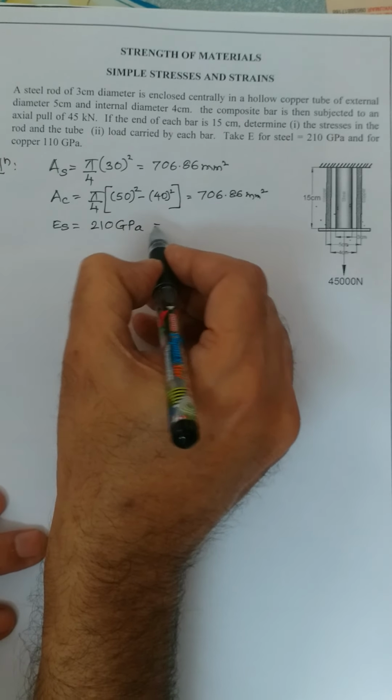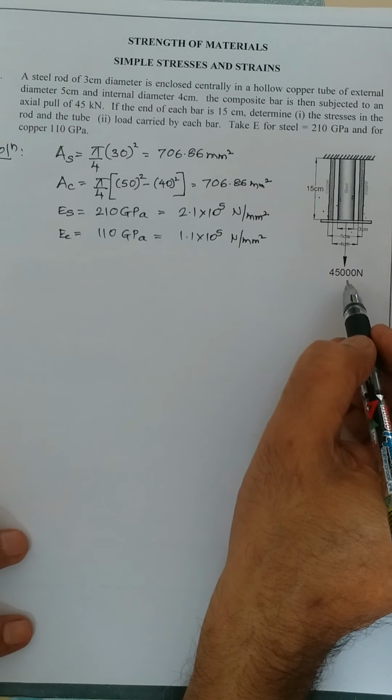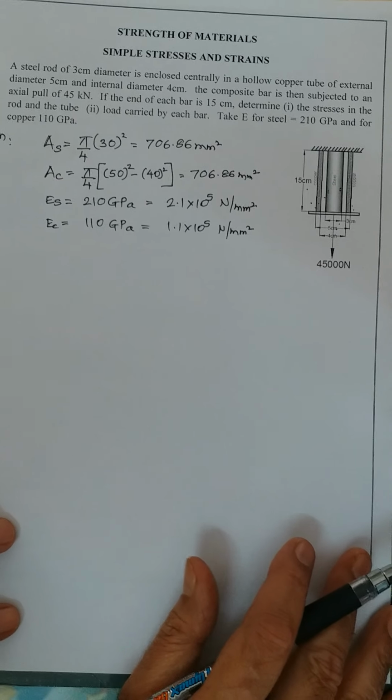The Young's modulus for steel is given as 210 GPa, that is equal to 2.1 into 10 raised to 5 Newton per millimeter square. Similarly, Young's modulus for copper tube is given as 110 GPa. This is 1.1 into 10 raised to 5 Newton per millimeter square. The whole system is subjected to a load of 45,000 newtons.